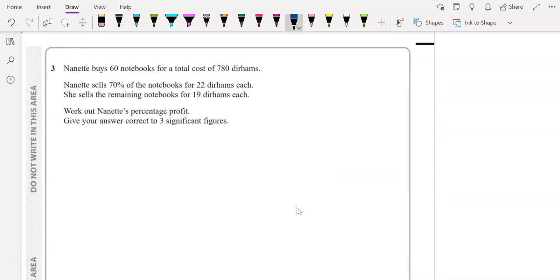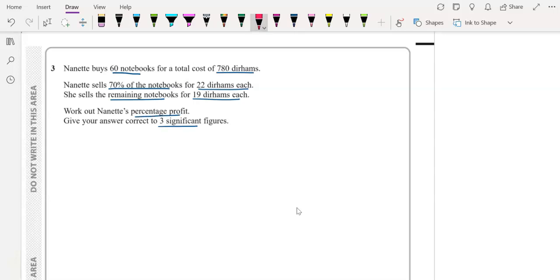Nanette buys 60 notebooks for a total of 780 dirhams. Nanette sells 70% of the notebooks for 22 dirhams each. She sells the remaining notebooks for 19 dirhams each. Work out Nanette's percentage profit. Give your answer correct to 3 significant figures.